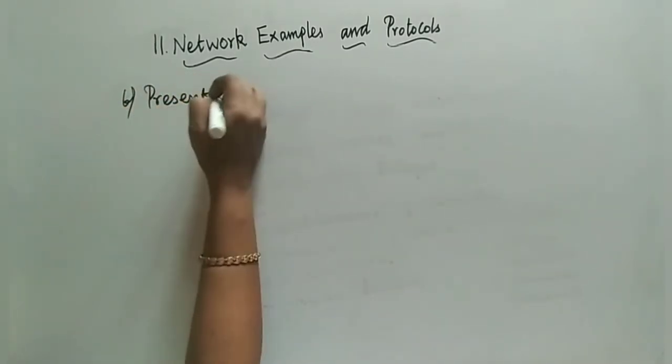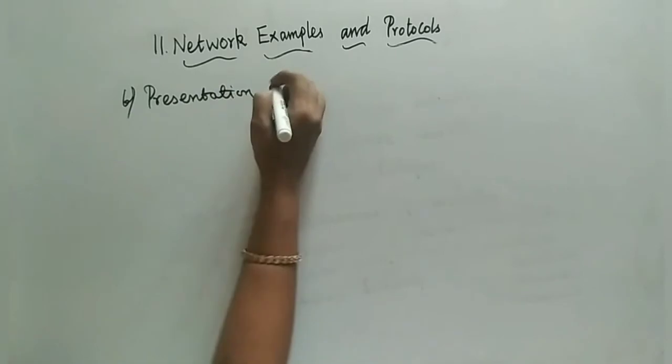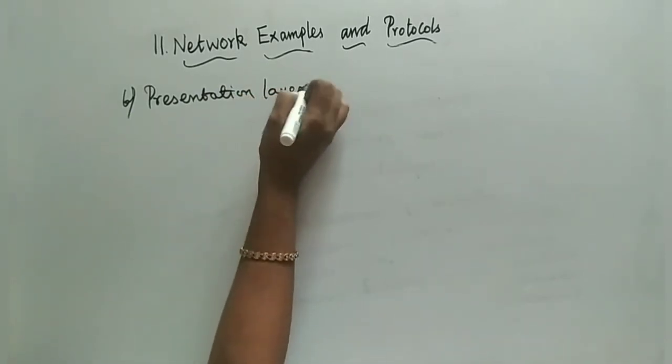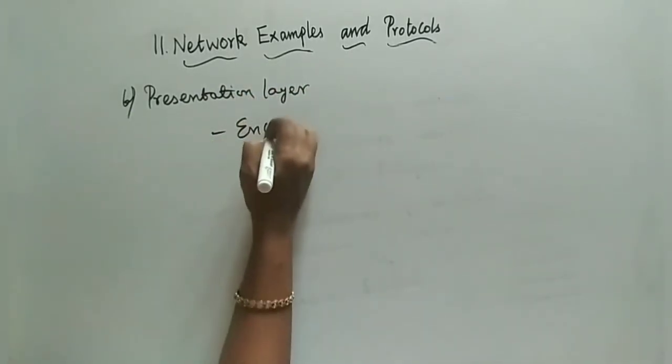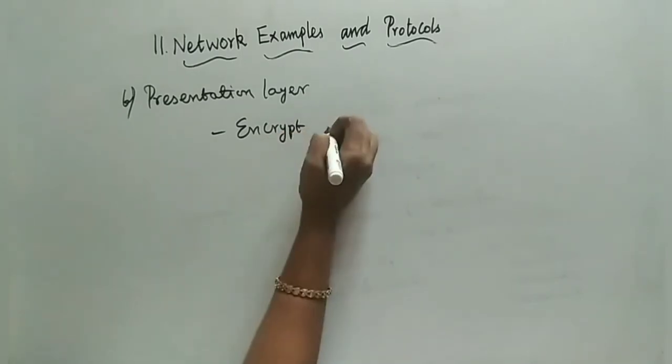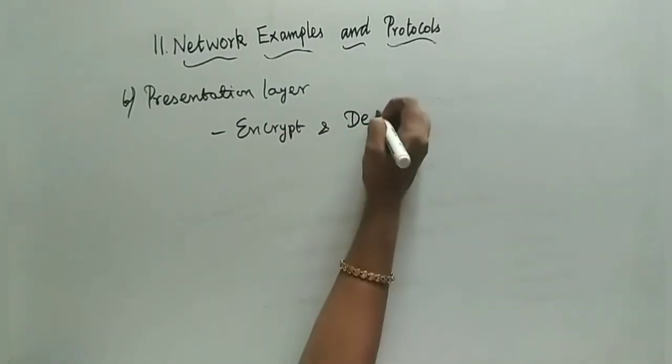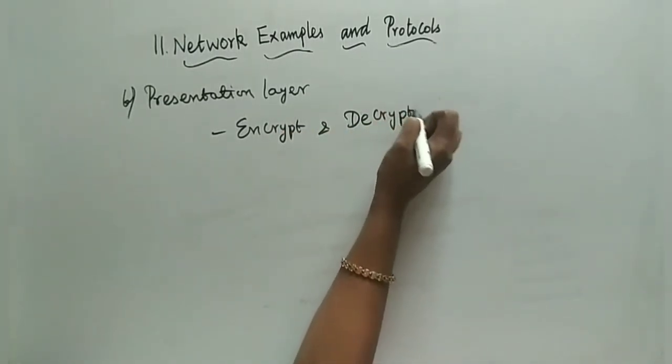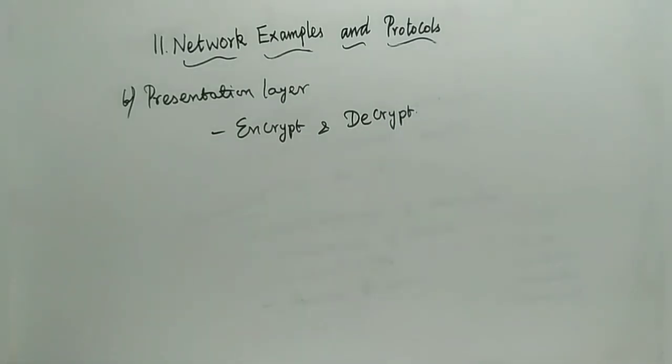Actually, what happens in this layer is that encryption and decryption of the data is done here. What do you mean by encrypt? For example, the data that is transmitted from one end to the other will be in different formats. Just now we discussed in the physical layer, it will be in the form of zeros and ones. And when coming to the next layer, it will be in a different format, that is, frames.